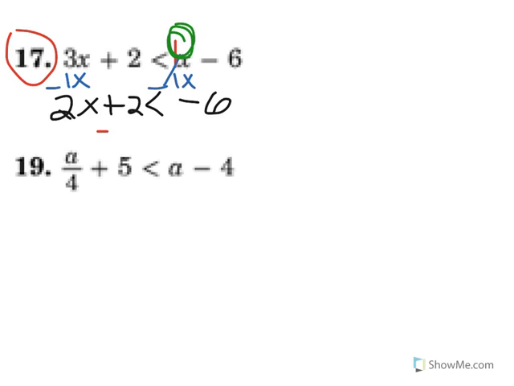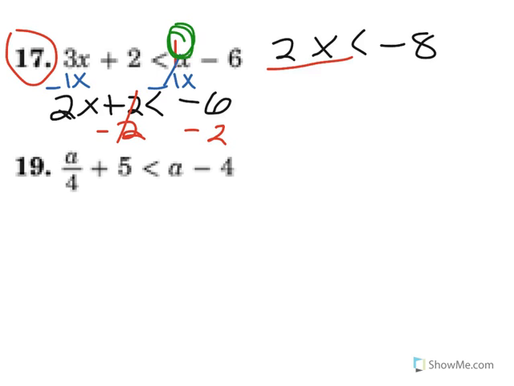Alright, so let's get rid of this plus 2 by subtracting 2 on both sides. They cancel over there. If we do that, we're going to be left with 2x is less than negative 6 minus 2. Well, that means go deeper into the negatives. That's negative 8. So you have 2x is less than negative 8.